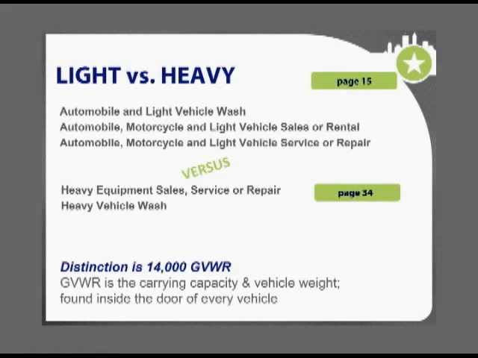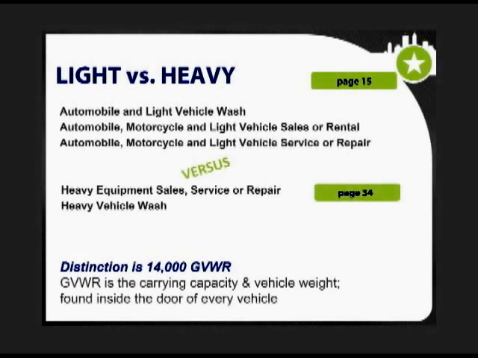Here's one more difference between light and heavy, and we'll use vehicles, a light vehicle versus a heavy vehicle. Basically the distinction is the gross vehicle weight rating, which every car has. You just open your driver's door. You probably don't even realize it, but every time you get in, there's the little label that tells you what the GVWR is on your vehicle. The ordinance we have listed is 14,000.